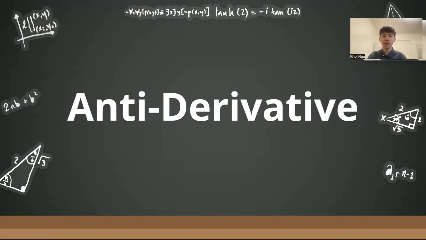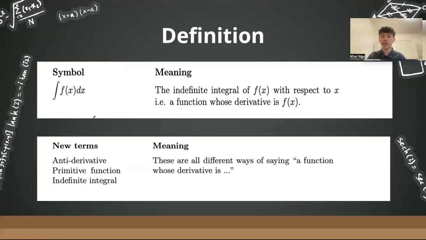Hi everyone. For today's session, we learn about the antiderivative function. And the first section is about the definition. For the symbol of antiderivative, we use a symbol that looks like a curve, with the function f(x) dx. And the meaning of this symbol is the indefinite integral of the function f(x) with respect to x.